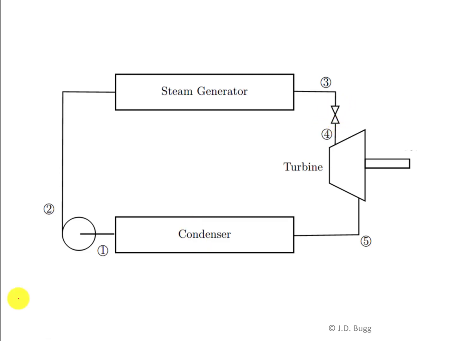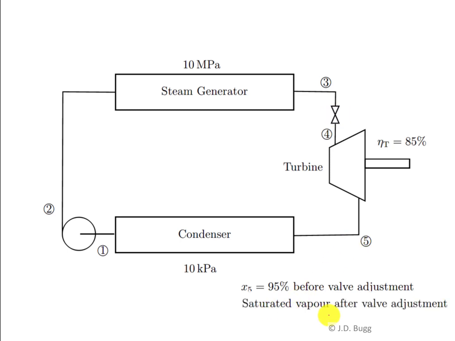So properties we were given in the problem statement: the condenser pressure is 10 kilopascals, the steam generator pressure is 10 megapascals, we're told that the turbine efficiency is 85%, and we're told two different conditions for the exit of the turbine depending on the throttling valve setting. So when this throttling valve is completely open, the quality at this point is 95%. But when we partially close this throttling valve, this point becomes a saturated vapor. So after the valve is adjusted, state 5 is a saturated vapor. And that's all of the information that we were given in the problem statement.